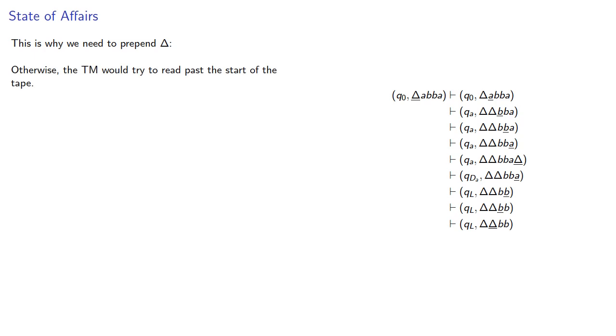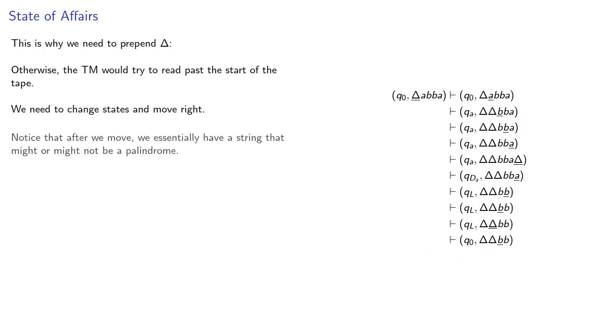So we'll move left until we're at the beginning. And again, the only way we know that we're at the beginning is when we read a blank space. And this is why we need to prepend that blank space. Otherwise, the Turing machine would try to read past the start of the tape. Now, once we get to that blank space, we need to change states, and then move right.